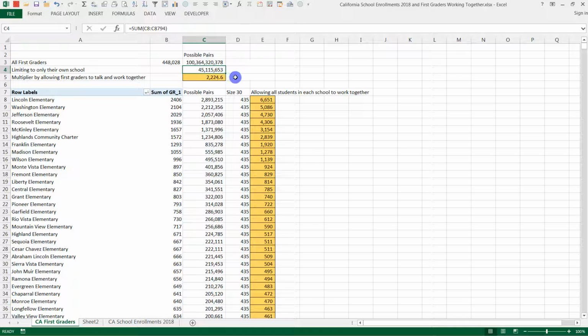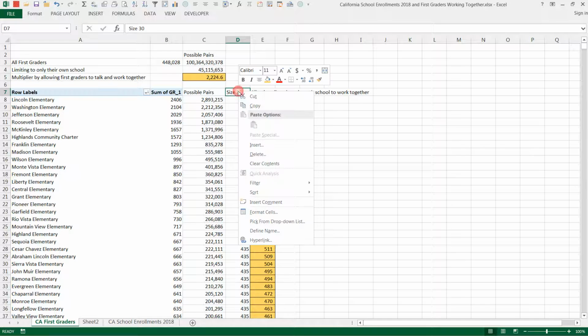Then here, in a simple way, you get a multiplier of a little over 2,000. It's 2,224.6 because I did a ratio. So that means, just in terms of the pair combinations that are possible, it's more than 2,000 times better in some sense in terms of having more possible combinations to draw from, to allow kids to work within the state, not just within their school. Now let me go one step further.